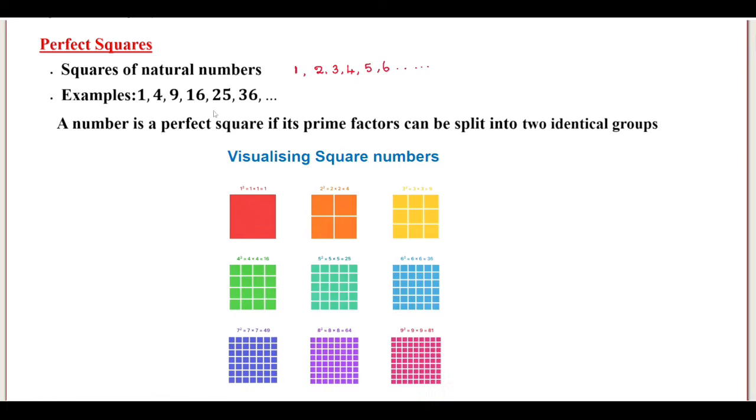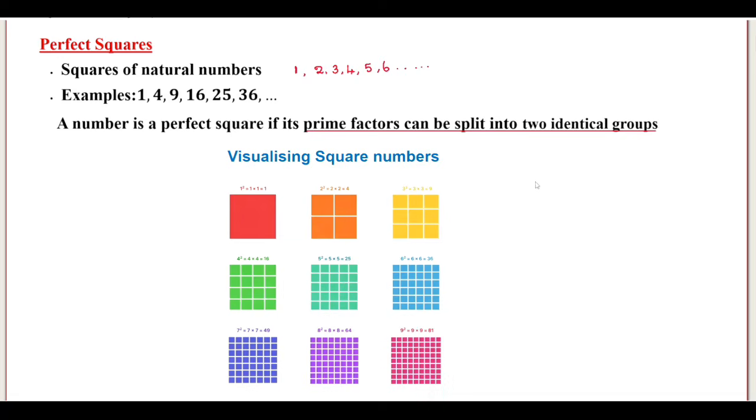If you take the square of a natural number, you will get a perfect square. Now, how can we say a given number is a perfect square? We find the prime factors. The prime factors should be able to split into two identical groups. Then we can say the given number is a perfect square number. If it is not able to split into two identical groups, it's not a perfect square number.